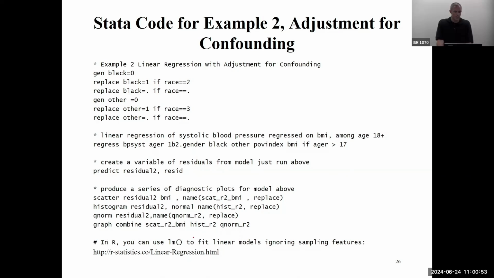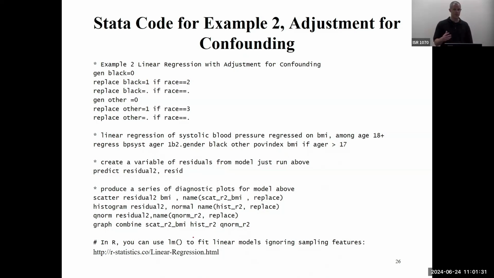I'm replacing black with a 1 if race is equal to 2. But then I'm replacing black with a missing value if the original race variable has a missing value. So that way I'm not just arbitrarily recoding missing data into a 0 category. I'm still explicitly accounting for that when I form my dummy variables. Okay? There are other ways to create dummies in Stata, to be sure. This is a careful way so that you're carefully handling missing data, and you're not just arbitrarily coding missing data into a 0. Right? So remember, that's critical for forming these dummy variables as well.